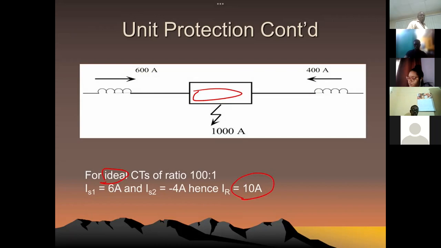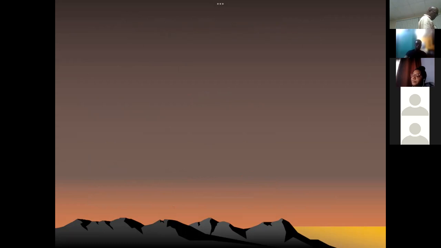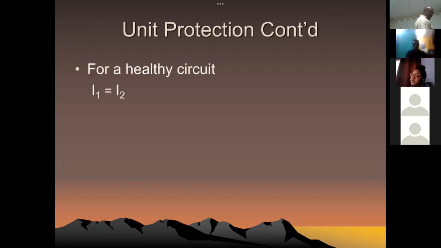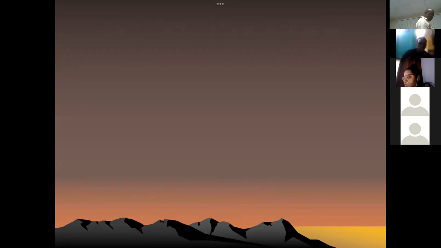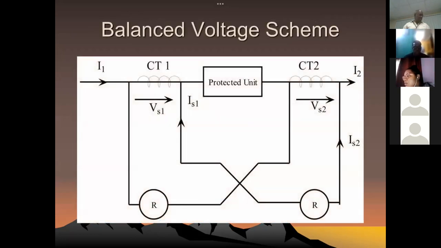All right. Now, that represents the operation for your circulating current scheme. But of course, we mentioned that there are two schemes. So you have your circulating current and you have your voltage balance scheme. All right. And that's your voltage balance scheme.